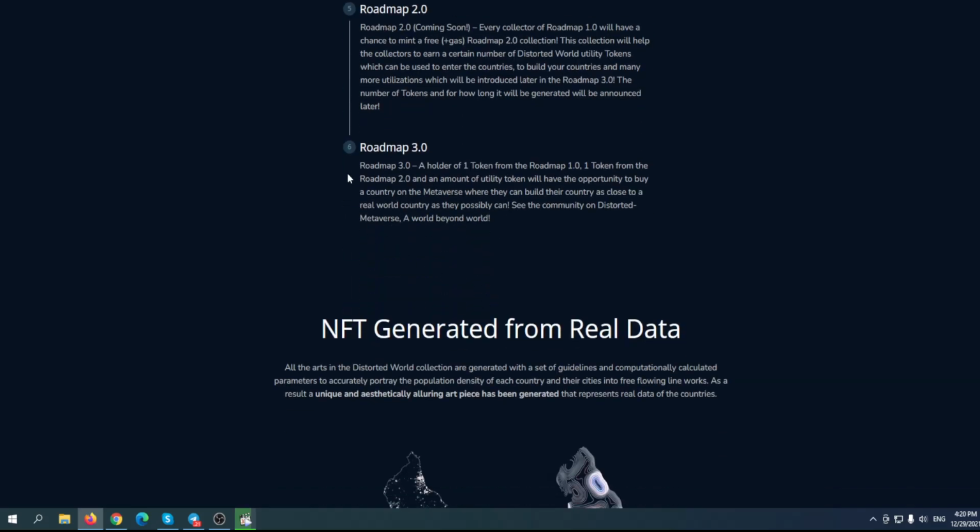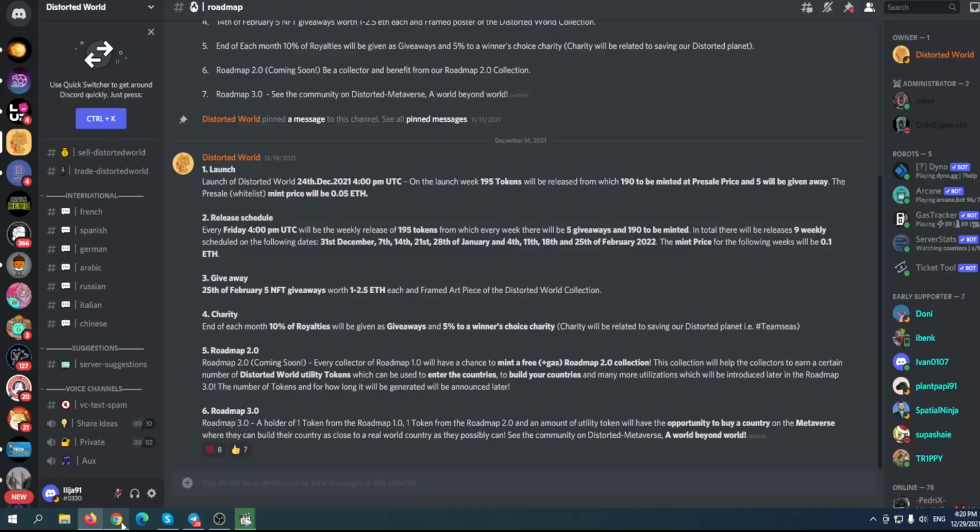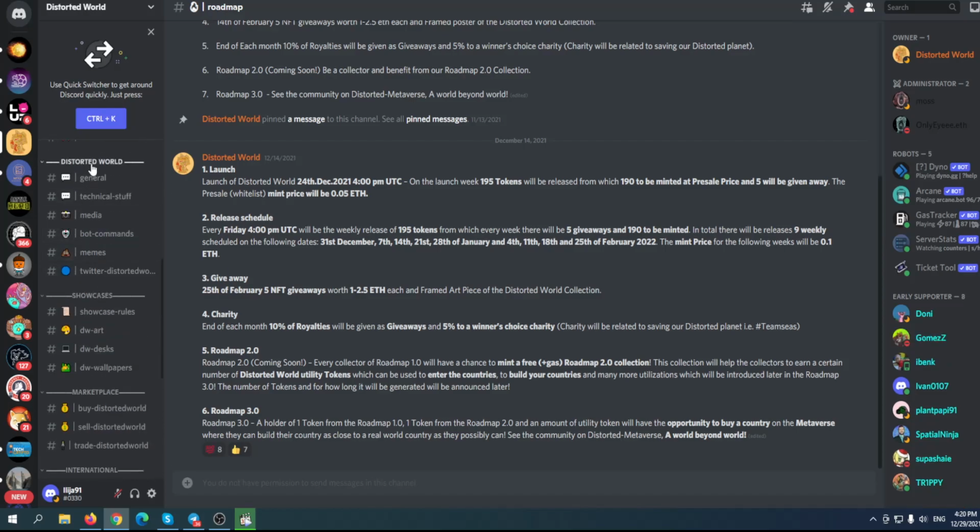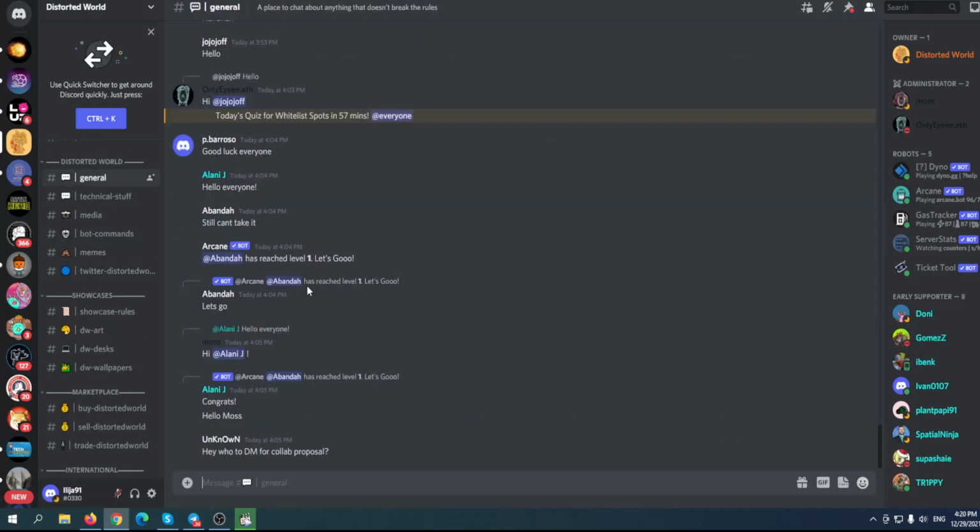And roadmap number 3: a holder of 1 token from the roadmap 1.0, 1 token from the roadmap number 2, and an amount of utility token will have the opportunity to buy a country on the metaverse, where they can build their country as close to a real world country as they possibly can. So you can find out more on their Discord about how this is going to work and see that their community is pretty active. People are talking about this amazing project.